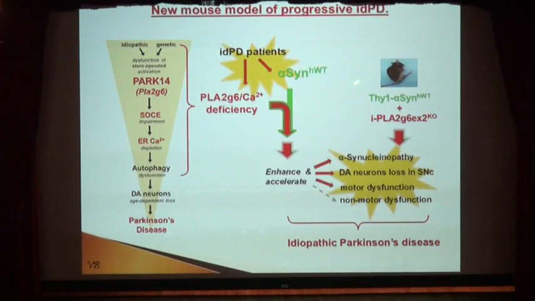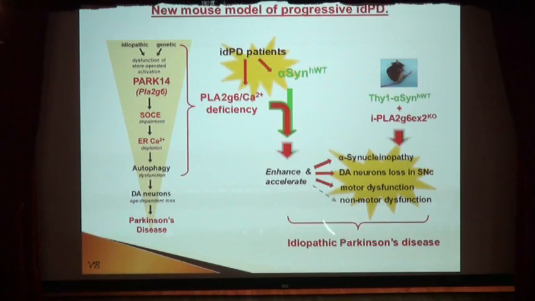And so we created the animal which expresses human wild-type synuclein and has inducible deficiency in this PLA2 group 6 and calcium for that reason. The hypothesis was that, working together, this PLA2 deficiency can accelerate synucleinopathy, the dopaminergic neuronal death, and motor and non-motor dysfunction, causing this idiopathic Parkinson disease. I don't have time to show you the first data from these animals, but they do have all of the above, and it develops upon induction of this deficiency.